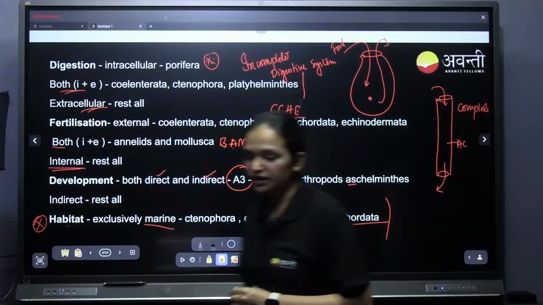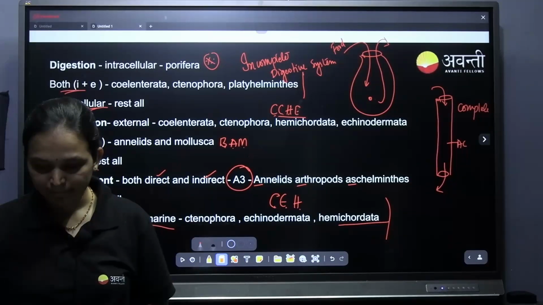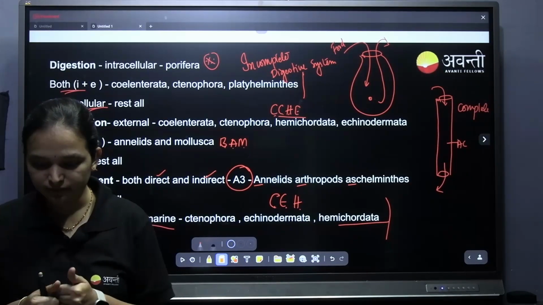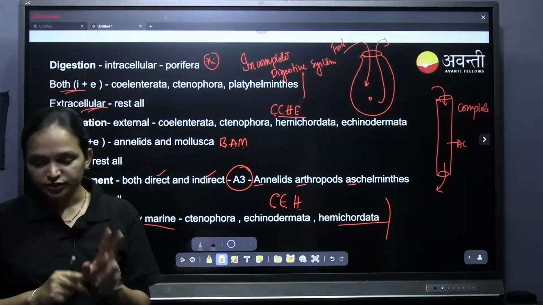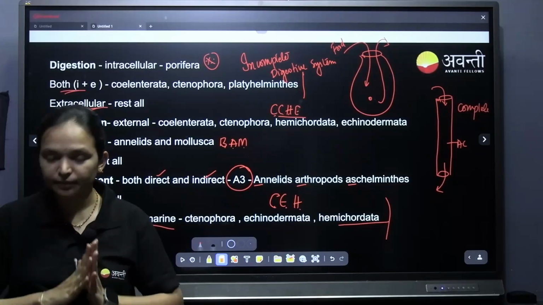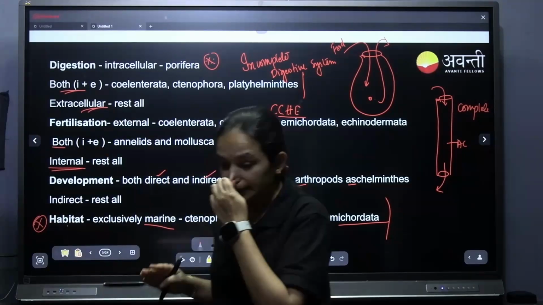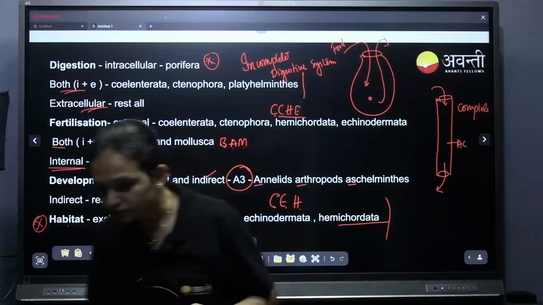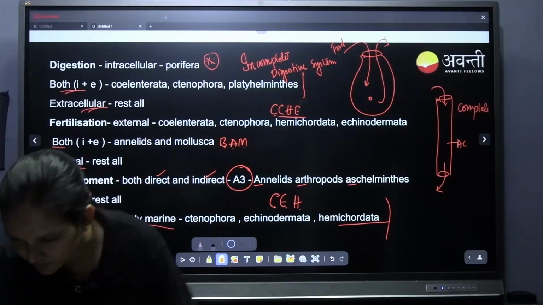Understood? Any doubts till now? If you have understood, just give thumbs up, because these two slides which I explained are completely based on the PYQs. Anyway, I will be sharing this. Yes, Anvita.